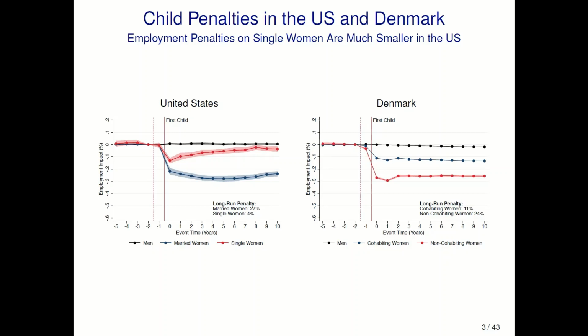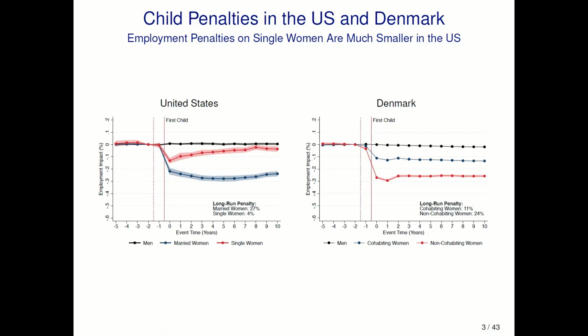The child penalty on married women in the US is much larger than the child penalty on married or cohabiting women in Denmark. But for single women, the exact reverse is true. The long-run penalty in the US is close to 0, whereas the long-run penalty in Denmark is very large. In fact, the child penalty on single women in Denmark is 6 times larger than it is in the US. So that's a really striking difference, and we want to ask, how come we see this pattern?